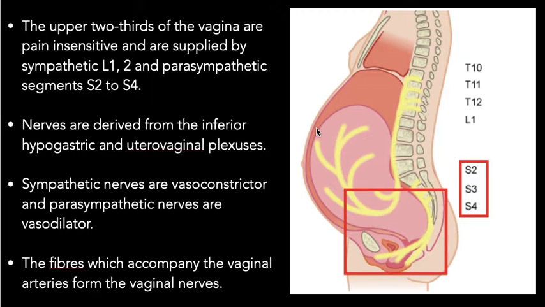Now, the upper two thirds of the vagina are pain insensitive and are supplied by the sympathetic L1, L2 and parasympathetic S2 to S4, right? The nerves are derived from the inferior hypogastric and the uterovaginal plexuses. The sympathetic nerves are vasoconstrictors and the parasympathetic are vasodilators. The fibers which accompany the vaginal arteries form the vaginal nerves.